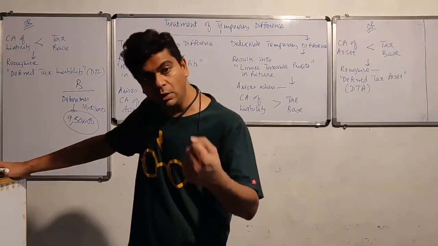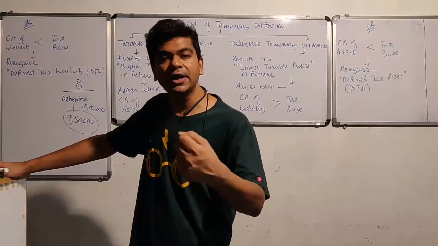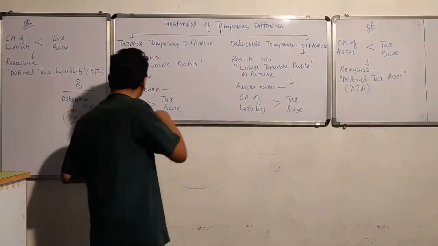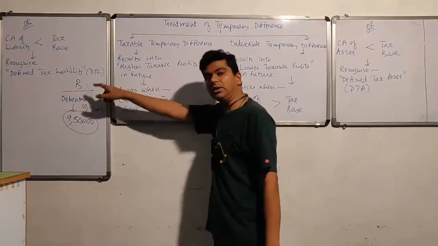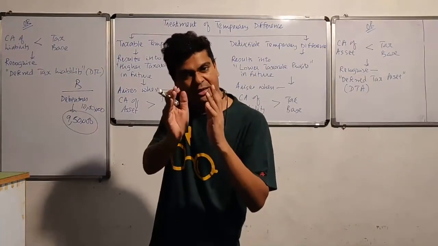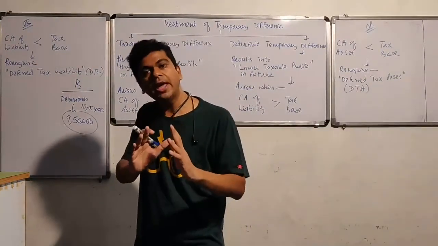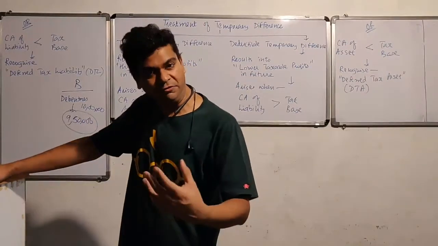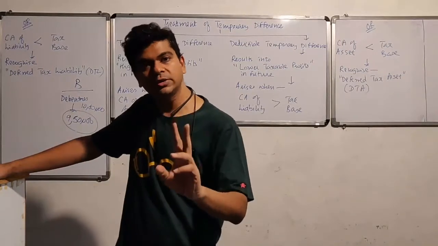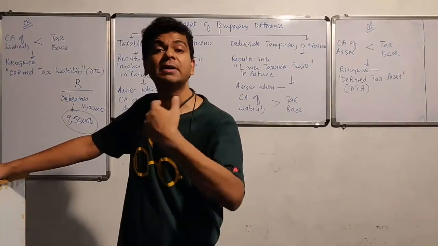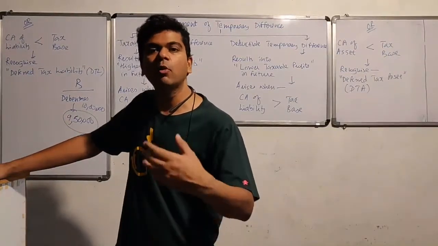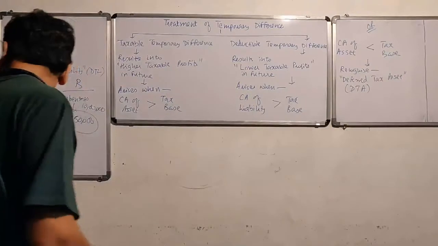So what will happen? In the current year, I will not be paying higher tax, but in future my taxable profit will increase. And because my taxable profit will increase, it will give rise to a deferred tax liability. The concept of DTL is that you will end up paying more tax in future. Again, I will repeat, future does not mean the next year. Future means next year and also the subsequent years. So there will be a time in future where you will be liable to pay more tax. That's where I recognize a DTL.